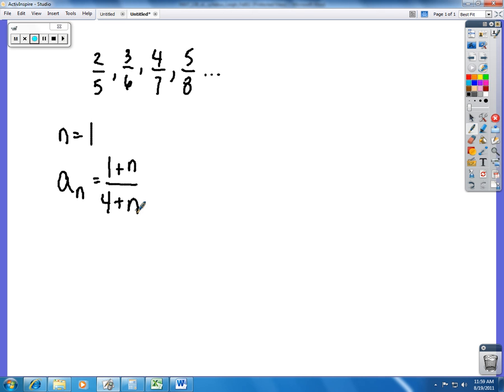And if I look at this, as n increases to 1, 2, 3, it goes up in integers, in whole numbers. If I put 2 in for n, I would have 1 plus 2, which is 3 in the numerator, and 4 plus 2, which is 6 in the denominator. Now the reason this works is because each of these, the numerators and the denominators, are increasing in steps of 1.